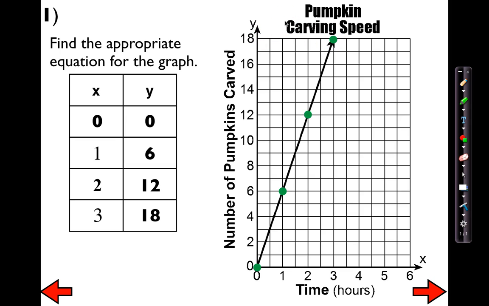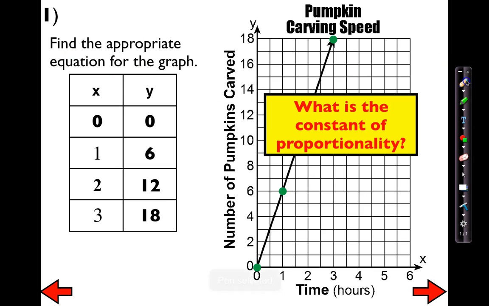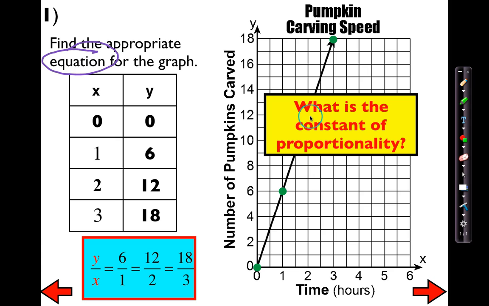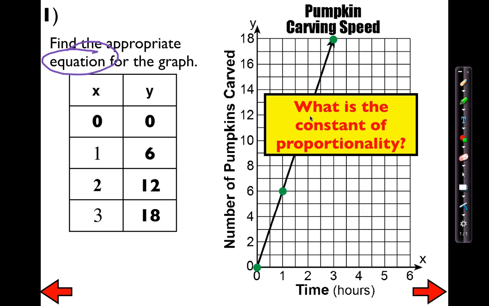So remember, when you're looking for the constant of proportionality, and I am going to need that in order to figure out the equation for my graph, I am going to do two things. I'm going to show you both ways. Number 1 would be to check the ratios. Let me actually work that out for you so you can see. So the ratio is always going to be set up as y over x.